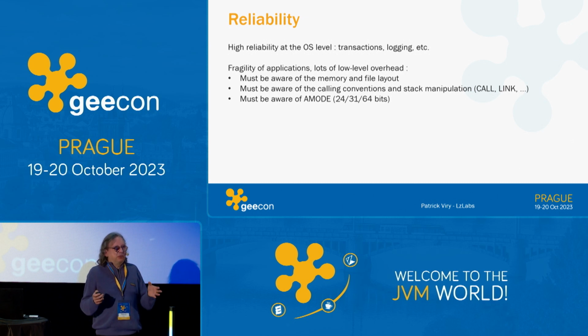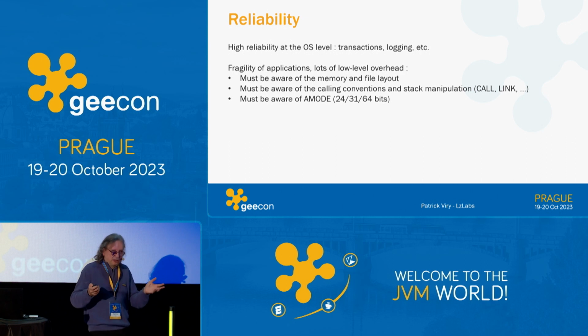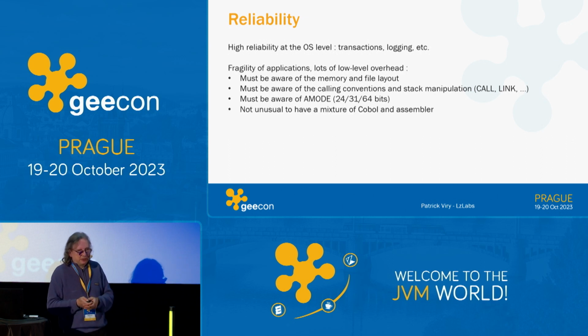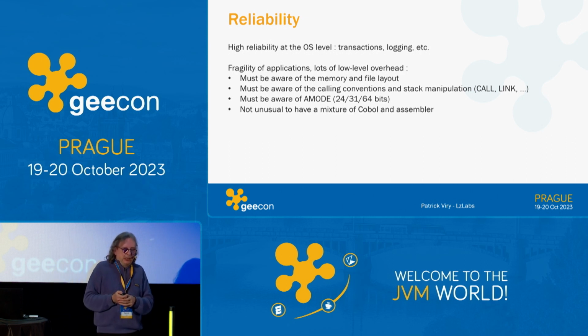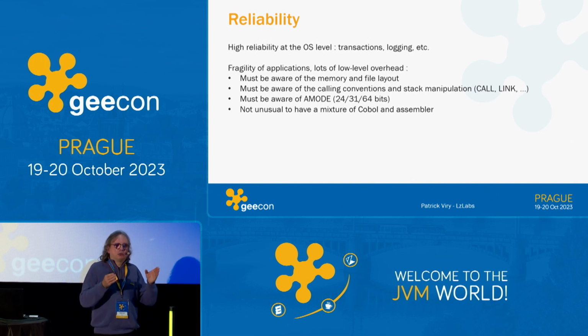On the mainframe, you can have a modern 64-bit program that calls an older 24-bit program, and they can work together. But you need to be aware of the size of the address. They are compatible with 24 bits, and it's not unusual in an application to have a mixture of COBOL code and assembler code.